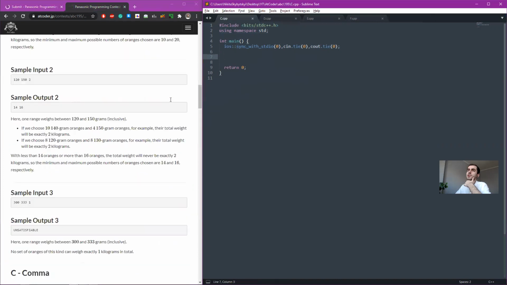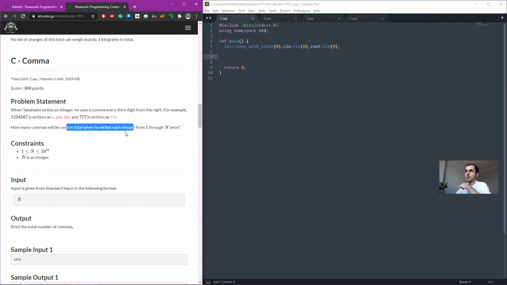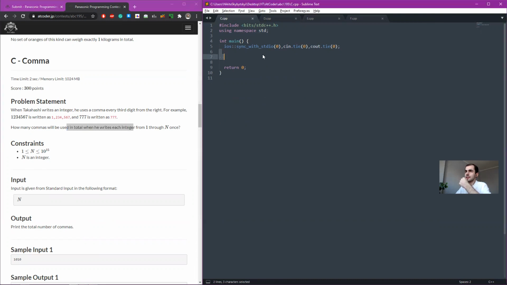Let's go to problem C. Problem C, Comma. When Takahashi writes an integer, he uses a comma every third digit from the right. For example, okay. How many commas will be used when he writes each integer from 1 to N once? And N is kind of big, okay. But not really that big, right?